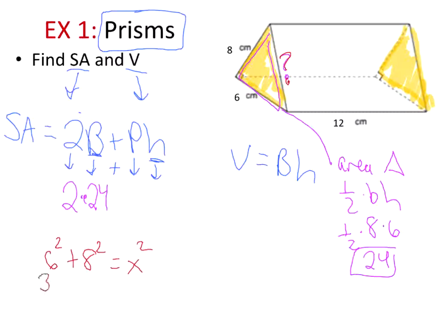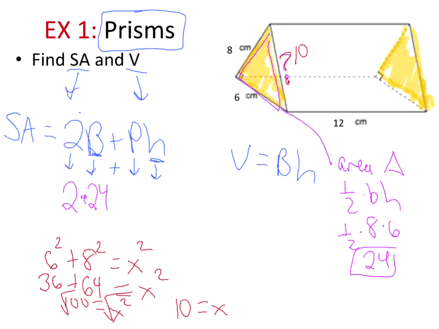I'd get 36 plus 64 equals x squared. So that would be 100 equals x squared. I don't want to know what x squared is. I want to know what x is. So I will square root both sides. And the square root of 100 is 10.